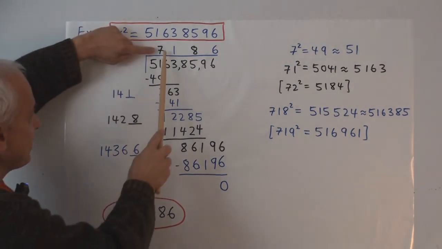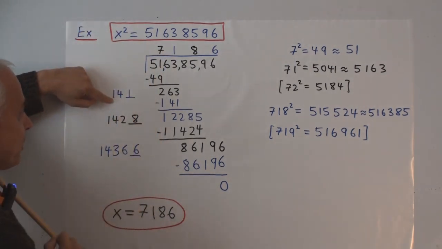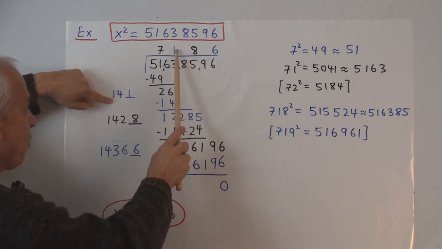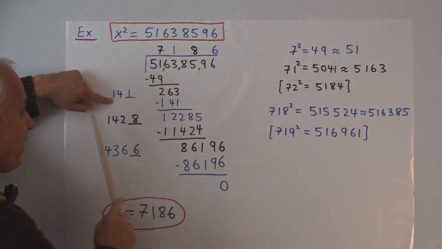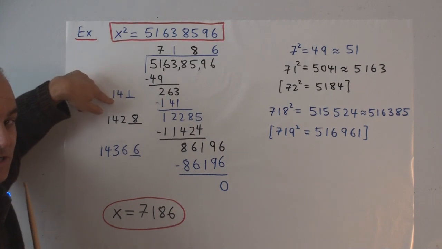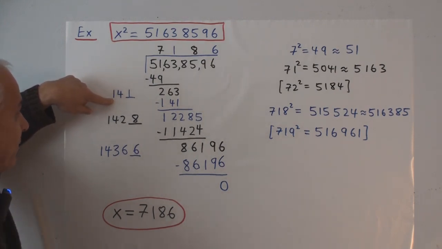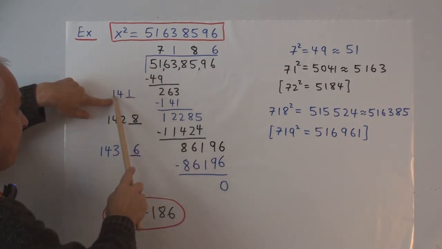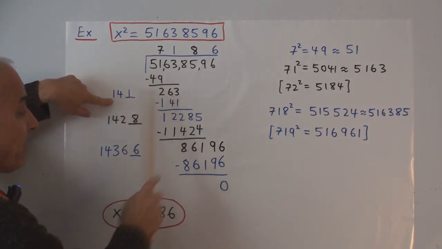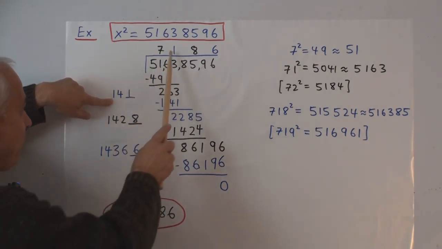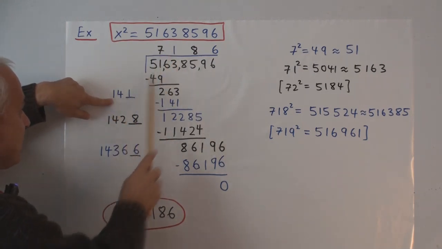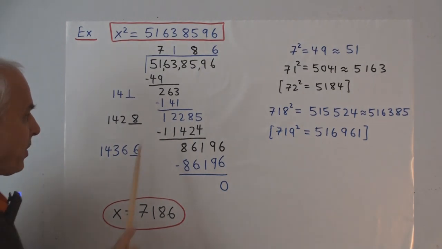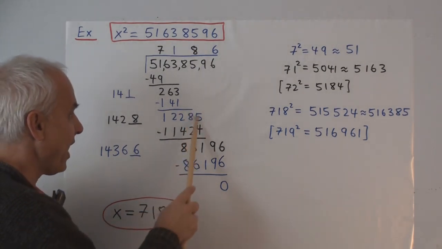And now we're going to take the 7 multiplied by 2 for 14 and try to find the new digit, y, so that y times 14y is close to 263 but less than it. Well, 1 is the best one, because if we use 2, we get 142 times 2. That would be bigger than this. So we put a 1 there, we put a 1 there. 1 times 141 is 141. We subtract. We get 122, and then we pull down the 85.